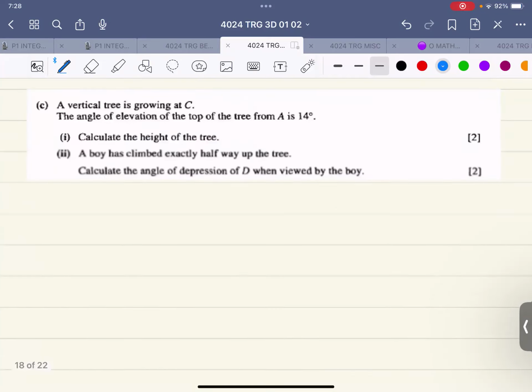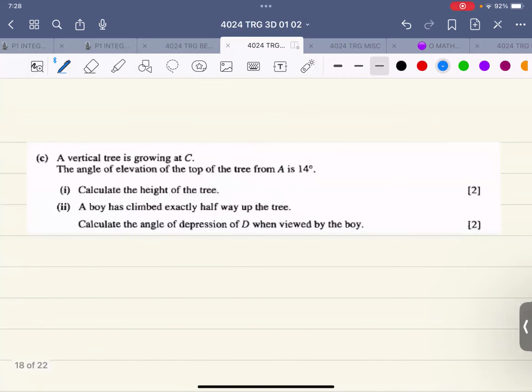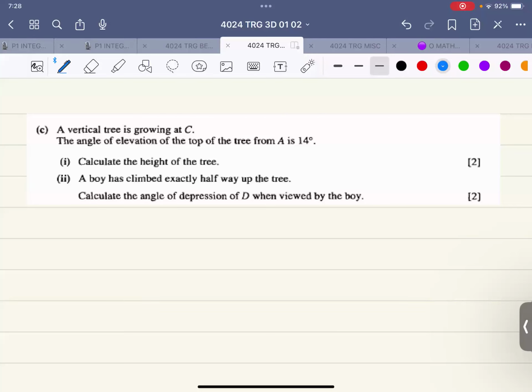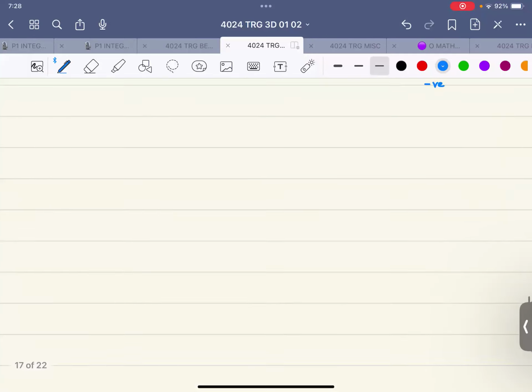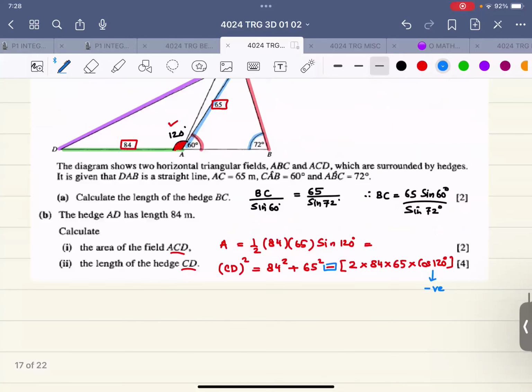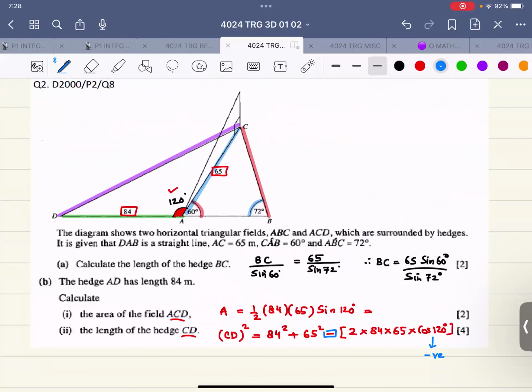Now let's talk about this part. A vertical tree is growing at C. The angle of elevation of the top of the tree from A is 14 degrees. So now we are talking about this thing. Let me draw some lines to illustrate this. So now this orange one is the tree. No, let me choose the marker. The orange one is the tree that goes like this. And this bluish one, this is too sharp. This one is like this.